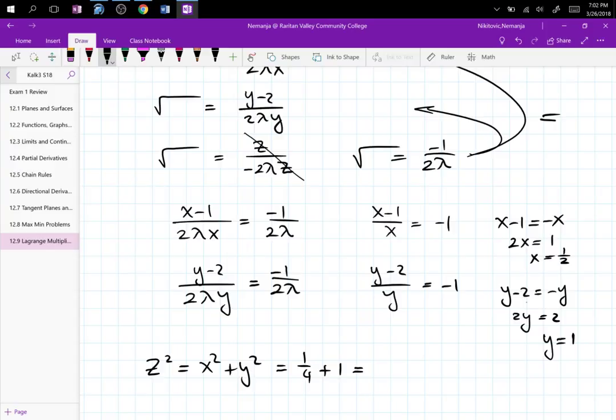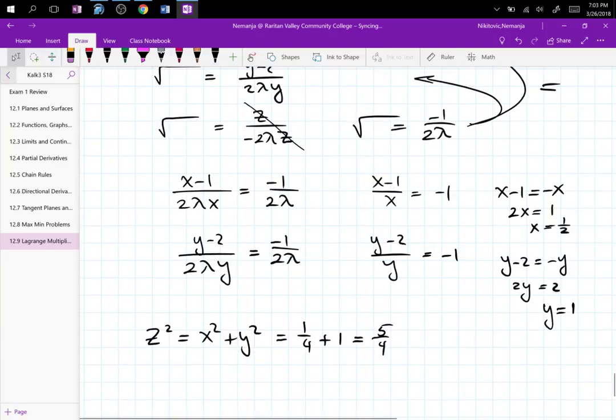I was about to say 5 quarters because I computed it all the way here, but I wrote the wrong thing there. Because I'm going through my head, why is this not 5 quarters? Because I was getting 17 quarters, and I said it's supposed to be 5 quarters. So 5 quarters, and we have that z is equal to plus minus root 5 over 2.